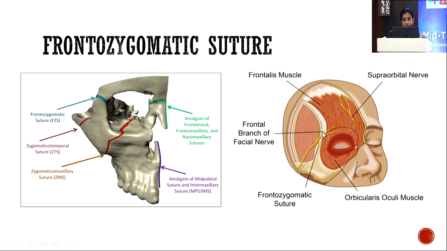Coming to the anatomy, here around the frontozygomatic suture, we should keep in mind the frontal branch of the facial nerve, and also during the medial dissection, we should keep in mind the supraorbital nerve, because any traction or resection of these nerves during the dissection may lead to impairment in later days.